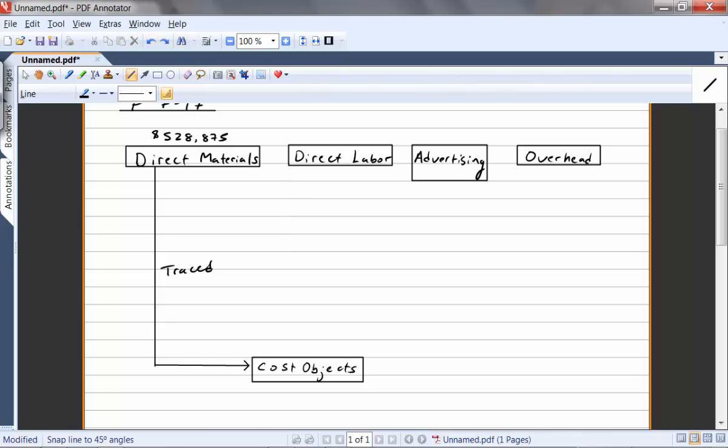We have our direct labor that's traced directly. And I don't want to do that here. Let's take that off. There we go. We have our direct labor that's traced directly. So do it like this. Whoops. It's a little messy. We have our advertising.